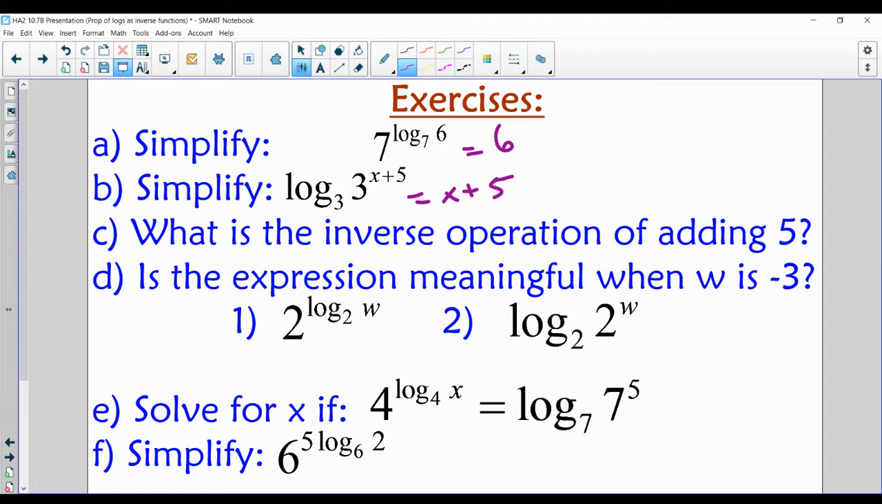All right, what is the inverse operation of adding 5? Inverse, remember, means to undo. So if you add 5, the inverse operation of that would be to subtract 5.